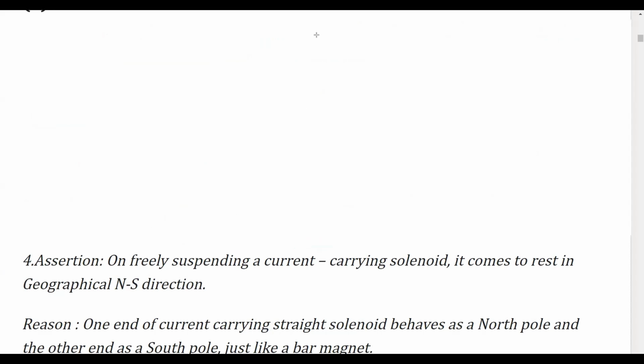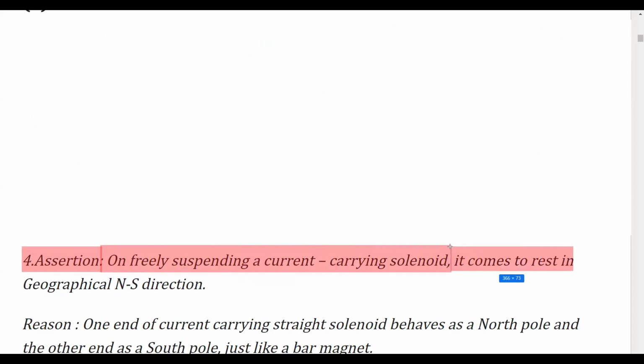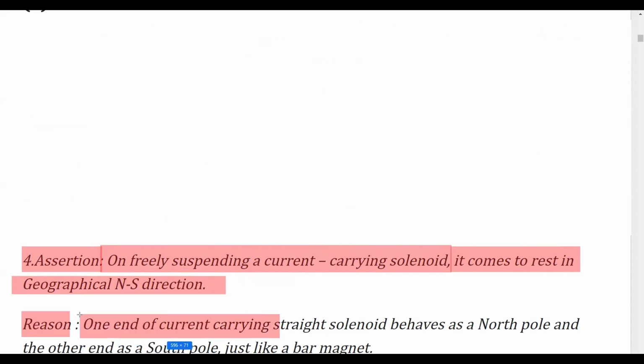Now we are on the fourth part. In the fourth part, the assertion says that on freely suspending a current carrying solenoid, it comes to rest in the geographical north-south direction. That is true. And the reason says that one end of the current carrying straight conductor behaves as a north pole and the other as the south pole.